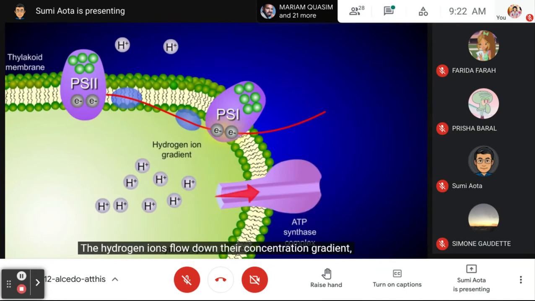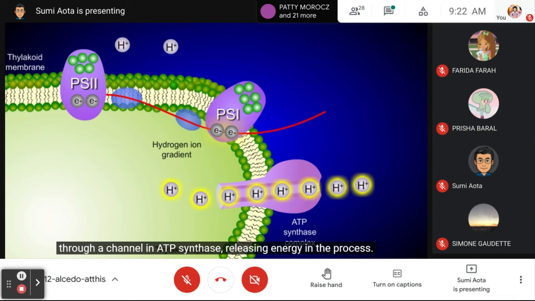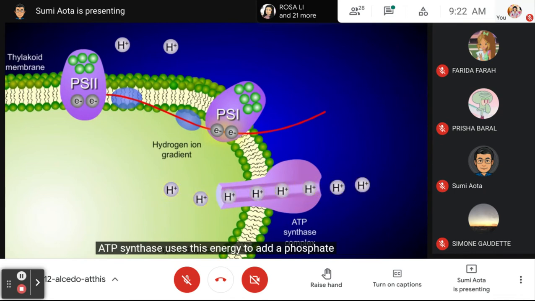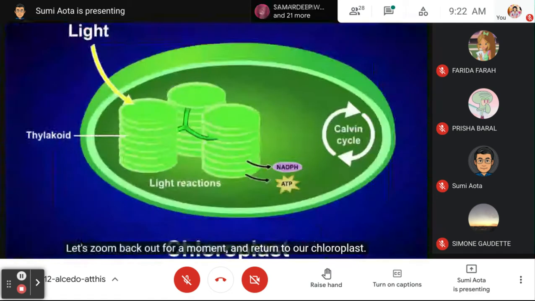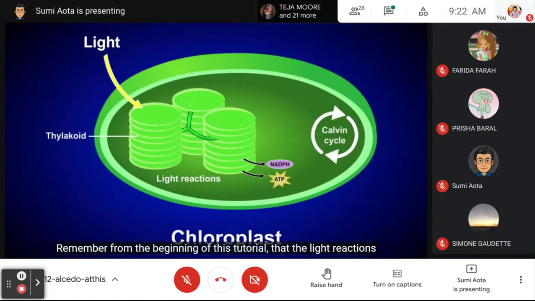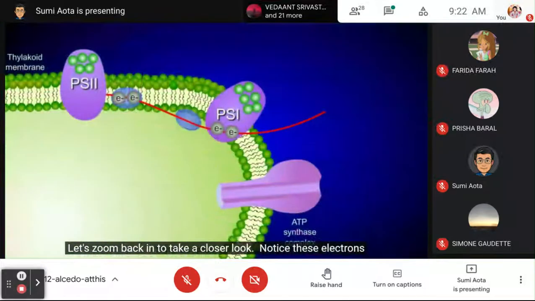The hydrogen ions flow down their concentration gradient through a channel in ATP synthase, releasing energy in the process. ATP synthase uses this energy to add a phosphate to ADP, forming ATP. Let's zoom back out for a moment and return to our chloroplast. Remember from the beginning of this tutorial that the light reactions produce both ATP and NADPH. We've just seen how ATP is produced, but what about NADPH? Let's zoom back in to take a closer look.